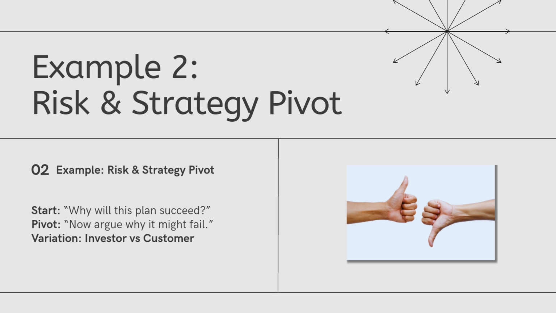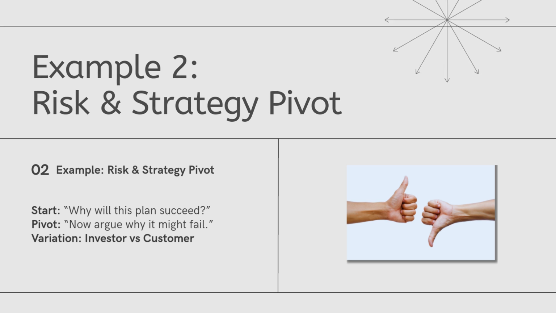Another variation is to use roles. An investor highlights growth and profit, while a customer points out pain points or frustrations. The contrast between perspectives makes the final strategy much more balanced and resilient.